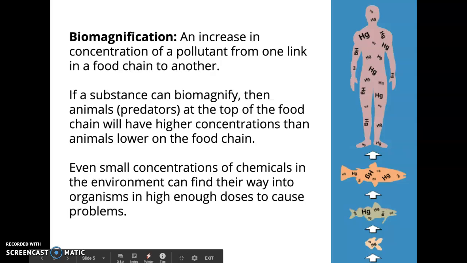So I hope this biomagnification versus bioaccumulation kind of helps a little bit. Both of these concepts are required in order to answer some of the questions.